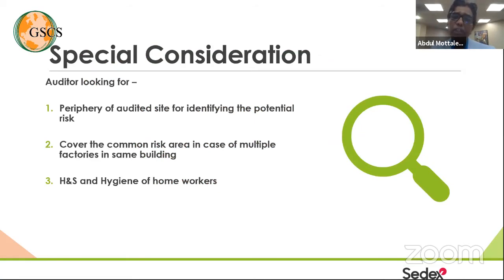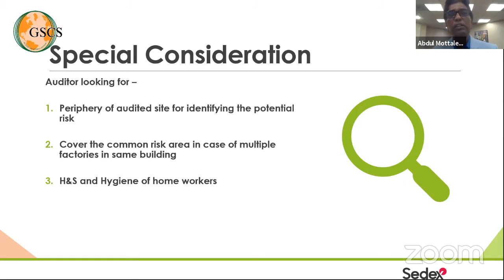During the health and safety audit, especially for the requirement of the Sedex, sometimes the facility feels bothered about why the auditor is looking at the periphery of the audited site. This is because sometimes the potential risk is outside of the facility, very close to the boundary wall of the facility. Then the auditor always notes this type of potential risk for the facility.